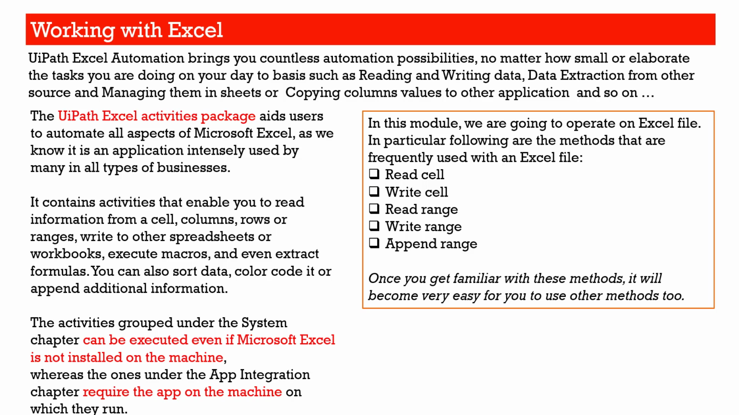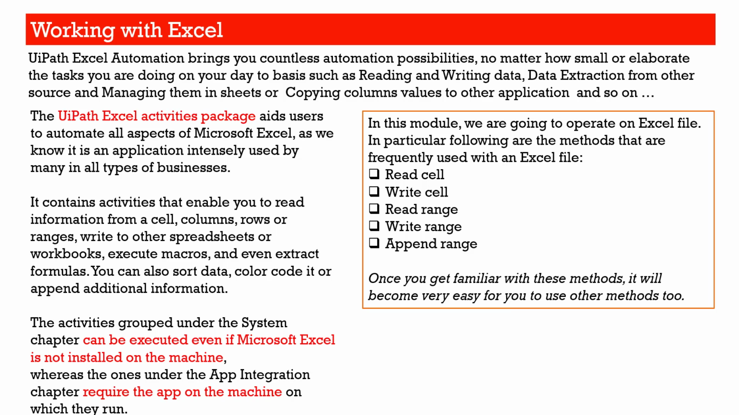Now coming back to UiPath's capabilities. UiPath has given another set of activities which can work with Excel. So in UiPath we have two types of activities: one which is Microsoft Excel based, and another which is app integration, basically a programming interface. So you have system based activities and then Excel application scope activities. What is the difference between those two?